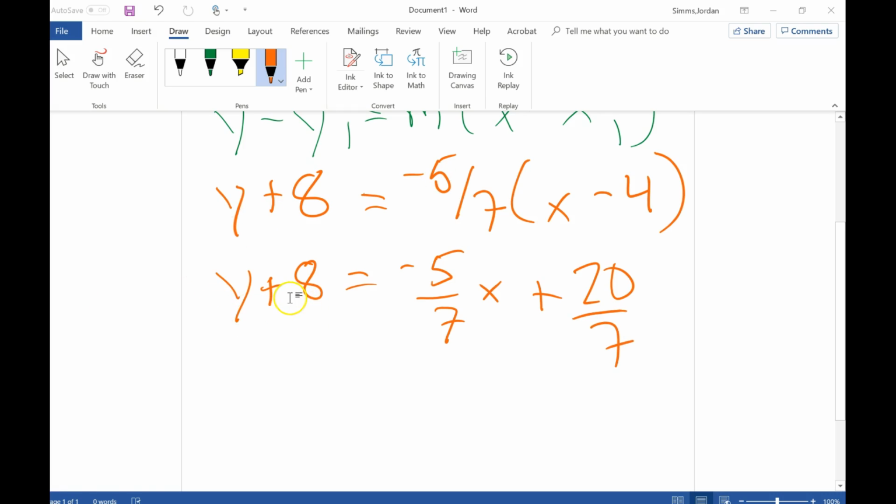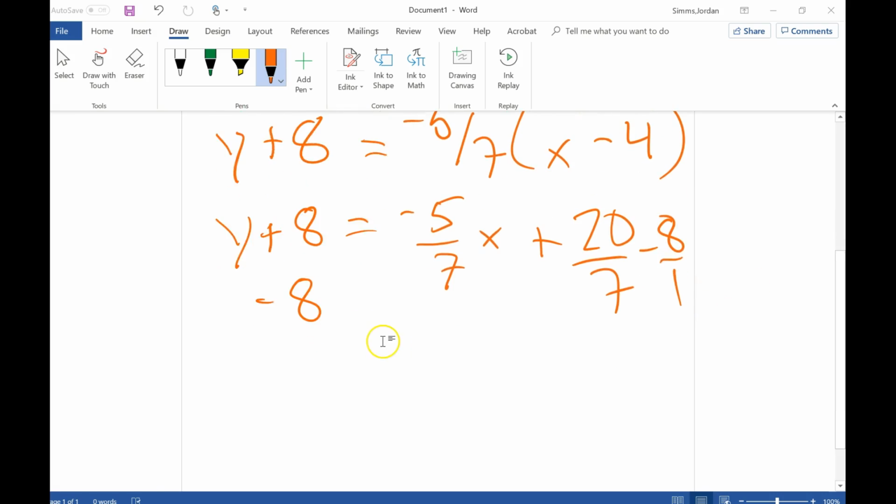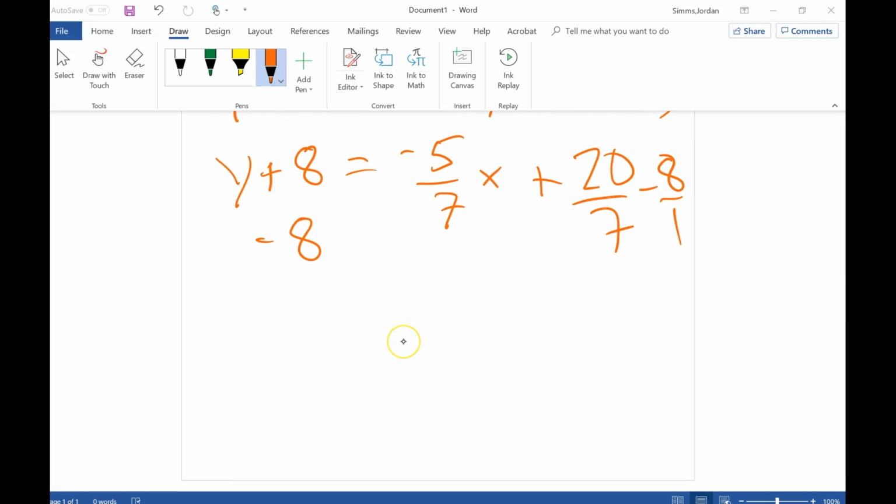Now I'm going to get y by itself, so I'll subtract 8 from both sides. And here's the fraction-y part. Here's where it came in right here. So these are the like terms: 20/7 minus 8/1, right? And let me just scroll down and make some room here.